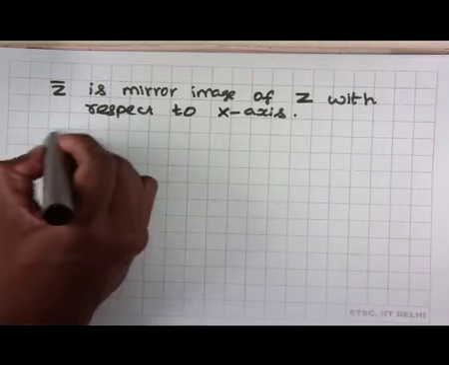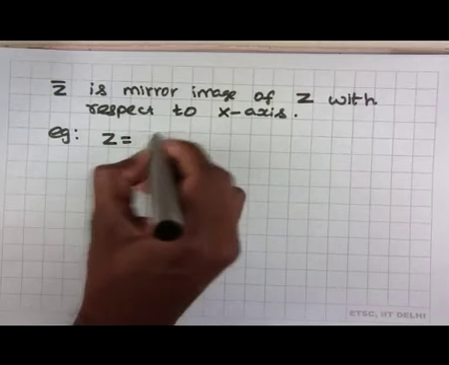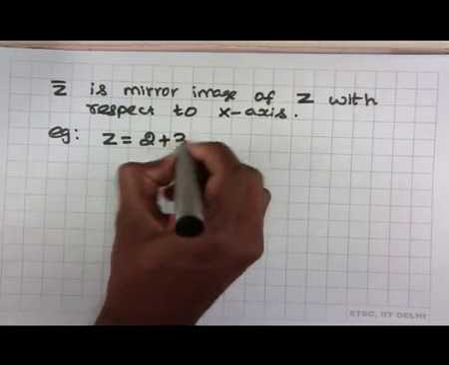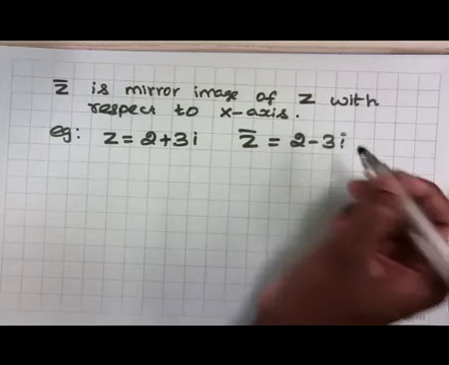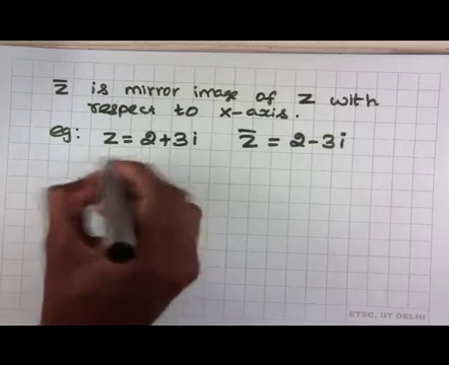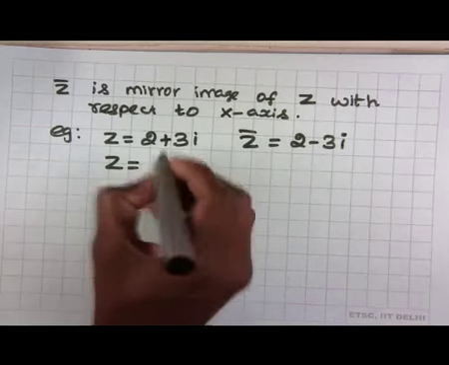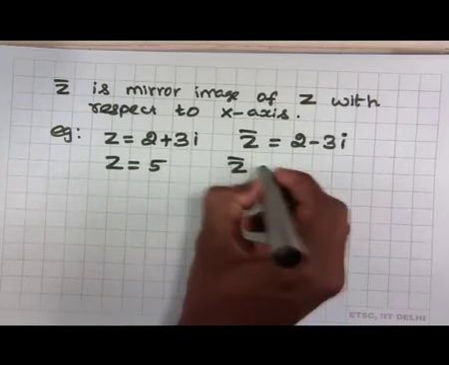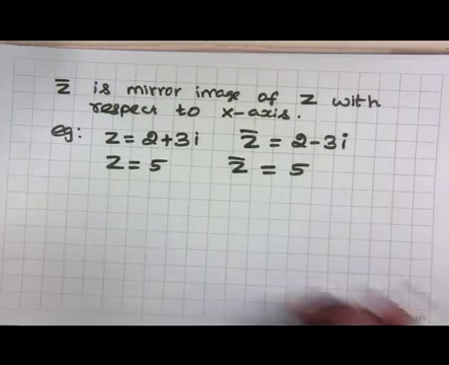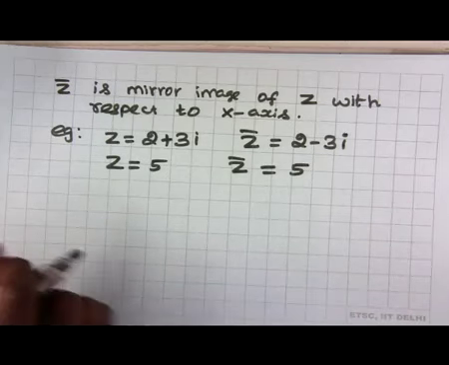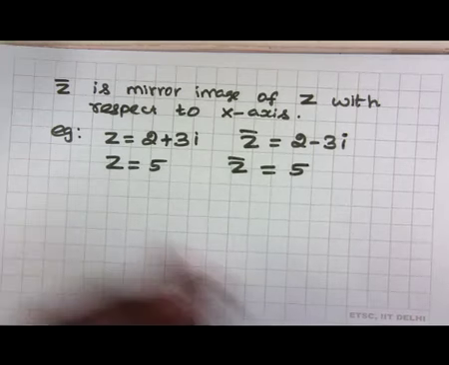Let us see a simple example. Suppose z is 2 plus 3 I, then z bar is just 2 minus 3 I. And suppose you have just a real number, purely a real number, let us say 5, z bar is there is no change, which is just 5 because it is lying on the real line. So, its mirror image is again on the line itself. So, let us see some properties.